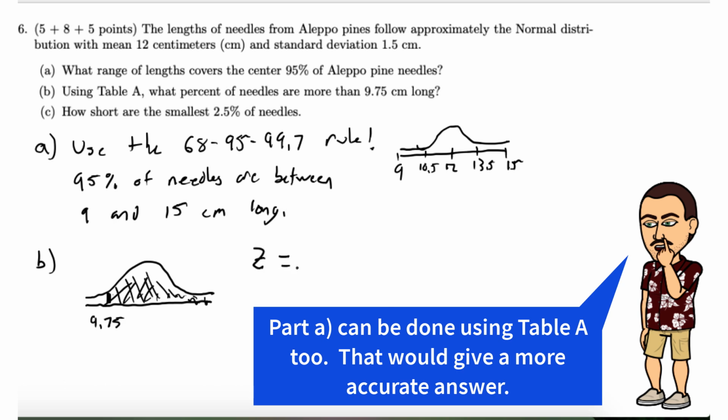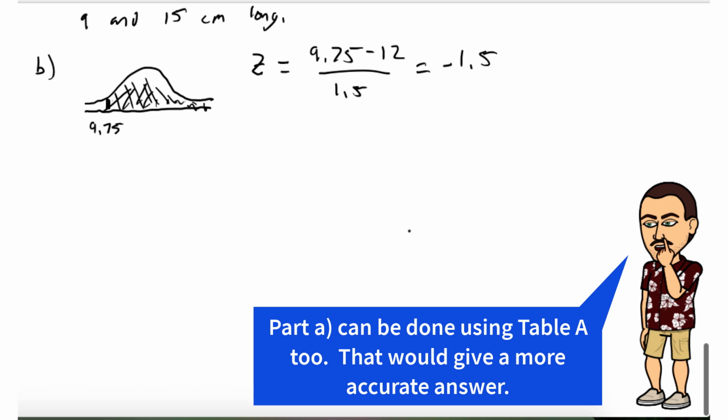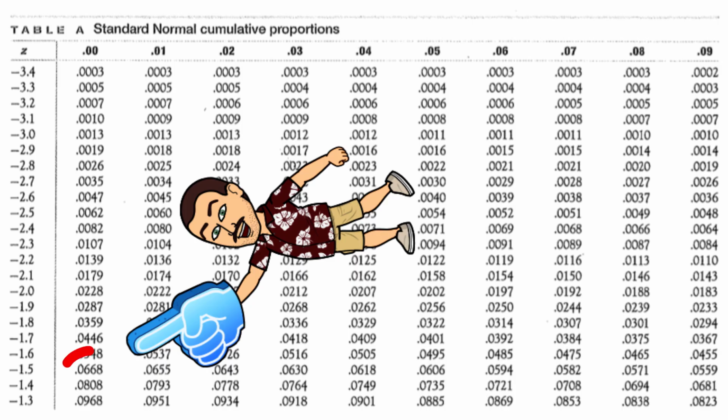So what we have to do is find the z-score. So we do that, 9.75 minus the mean over the standard deviation. And we get that z is equal to negative 1.5. So now we'll go to table A, and we'll look for the negative 1.5 number in the table. And we see that it's 0.0668. So we're going to use this to help solve the end of the problem.